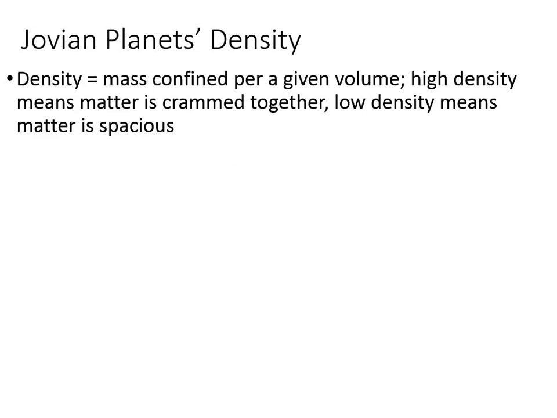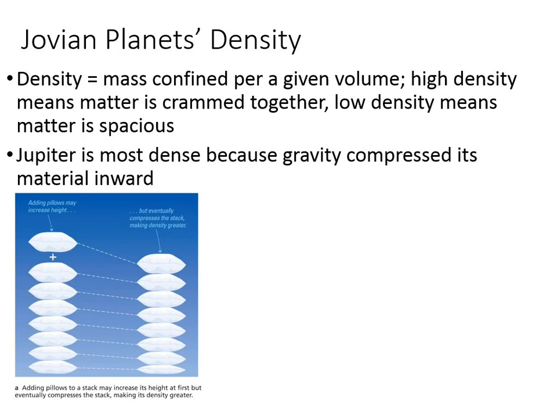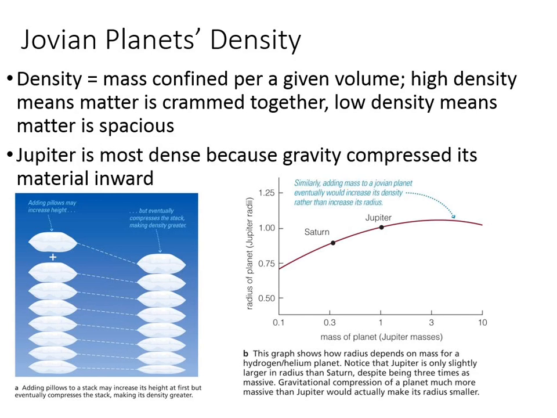Density-wise, anytime somebody talks about density, which we often hear in astronomy, they're saying how squished together the matter is, or how fluffy or how compact the matter is. Jupiter is significantly more dense than Saturn, and it has to do with there being more matter that Jupiter squishes down, compared to Saturn. So Jupiter is more dense than Saturn. In fact, we said that Saturn would float in a bathtub of water.